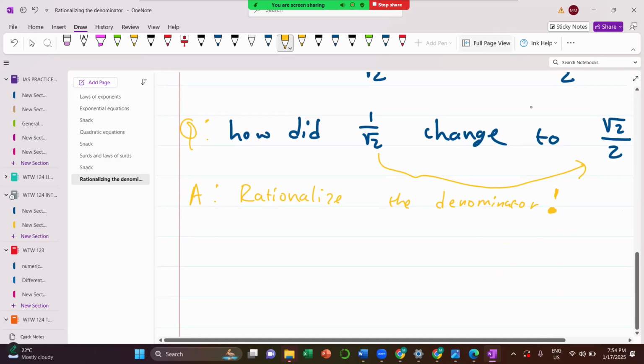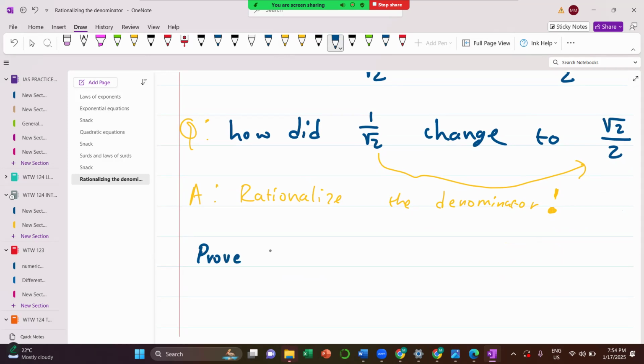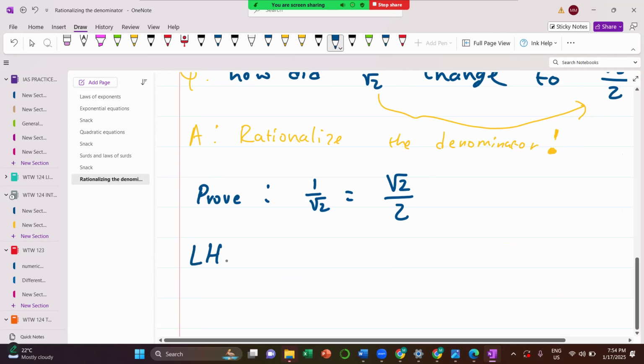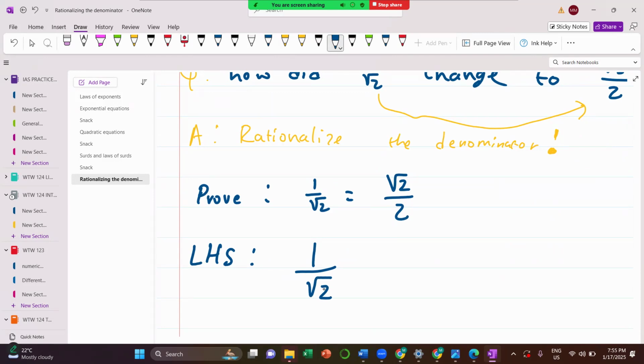So now let's see how this concept of rationalizing the denominator works. Let's say I want to prove that 1 over square root of 2 is actually equal to root 2 over 2. So let me take what is on my left hand side. I have 1 over square root of 2.